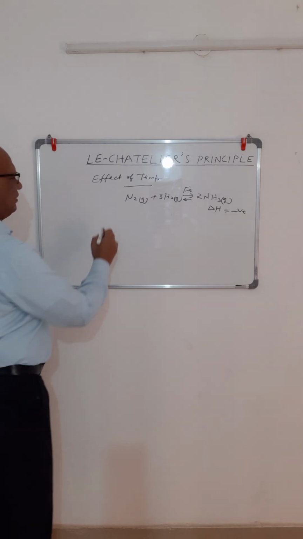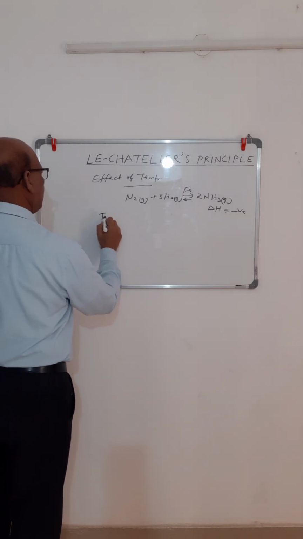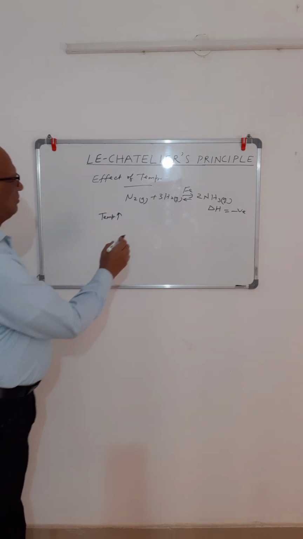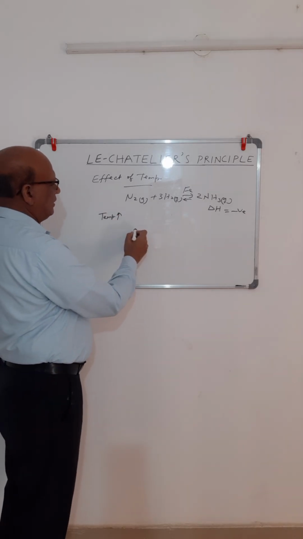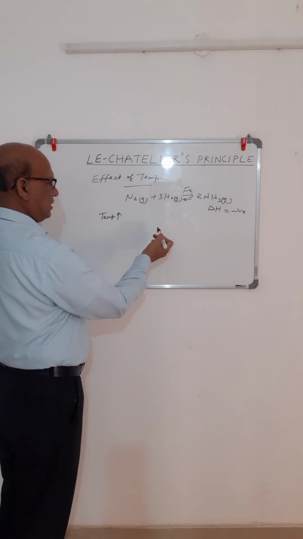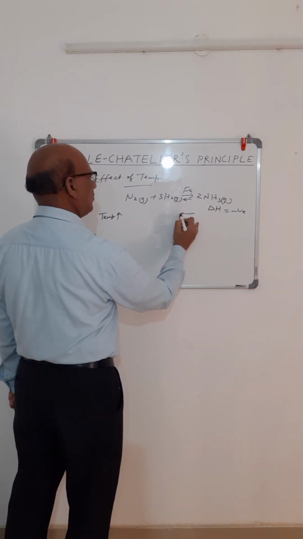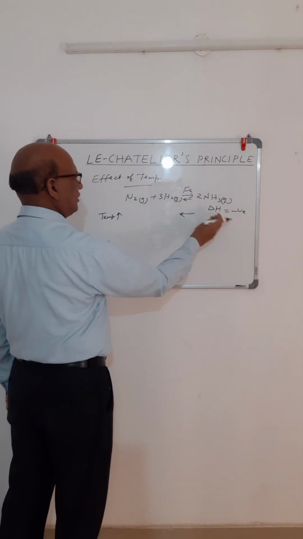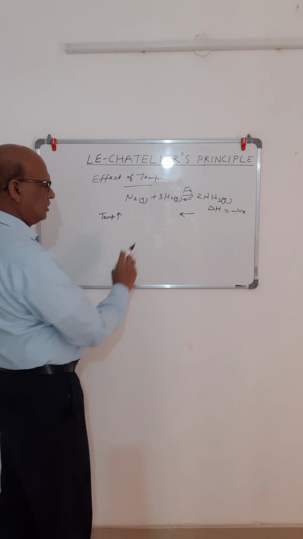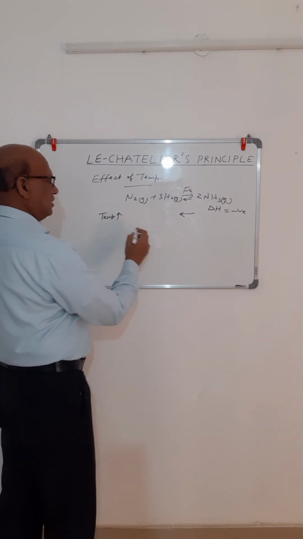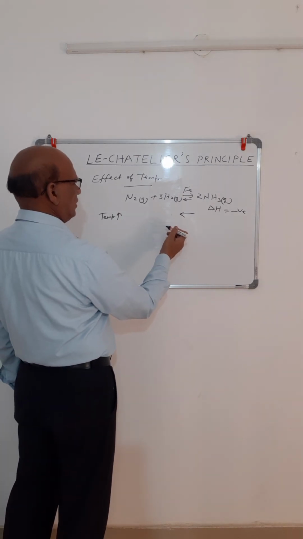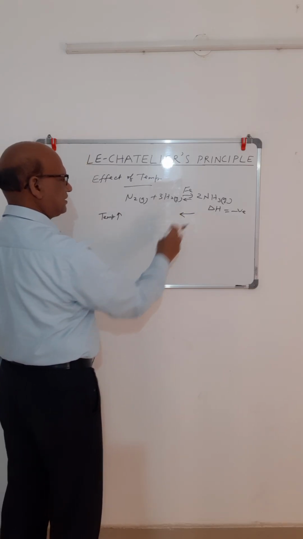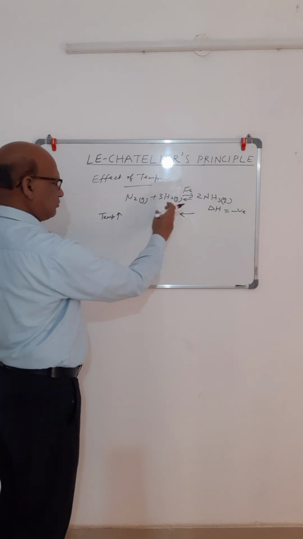Okay, so if I increase the temperature, then as per Le Chatelier's principle, the equilibrium will shift in the direction that will reduce the temperature. That means it will move in the reverse direction, because forward reaction is exothermic and reverse reaction will be endothermic. So as I increase the temperature, equilibrium will shift in the direction that will absorb the heat, means in the reverse direction, because reverse direction will be endothermic where heat will be absorbed.